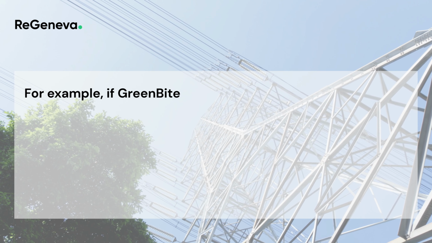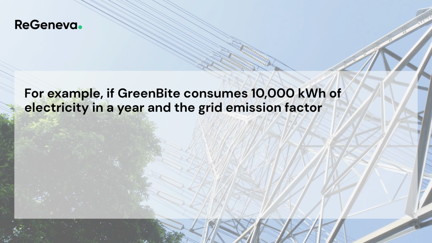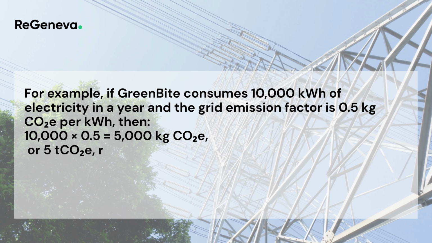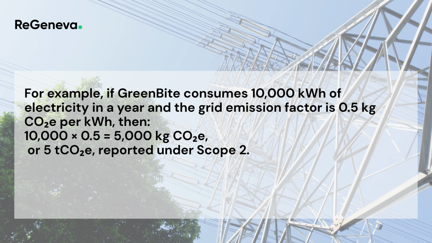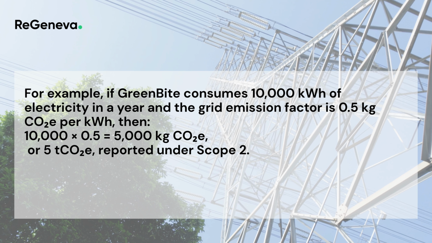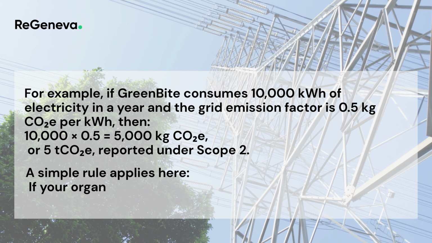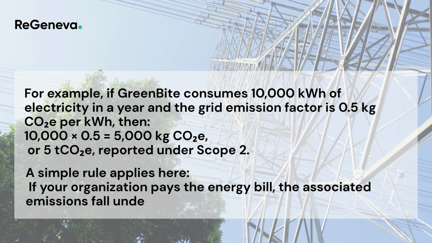For example, if Greenbite consumes 10,000 kilowatt hours of electricity in a year and the grid emission factor is 0.5 kg CO2 equivalent per kilowatt hour, then the total GHG under Scope 2 would amount to 5 tons of CO2 equivalent. A simple rule applies here. If your organization pays the energy bill, the associated emissions fall under Scope 2.